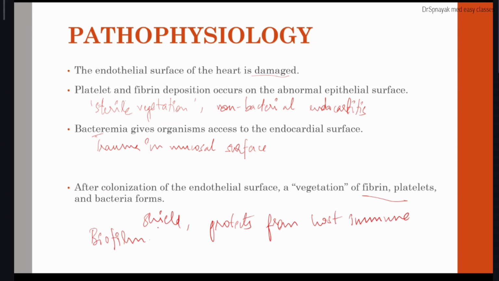And the bacteria is not affected by the host immune responses, since this vegetation of the fibrin, platelets, and the bacteria forms is very much matured, and it is protected by this layer. So now the bacteria starts to form a biofilm, and it is very hard for the body to fight against this causative organism.